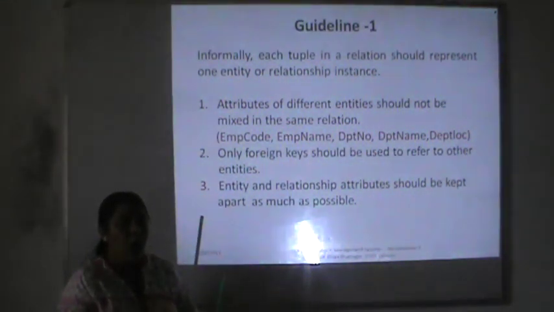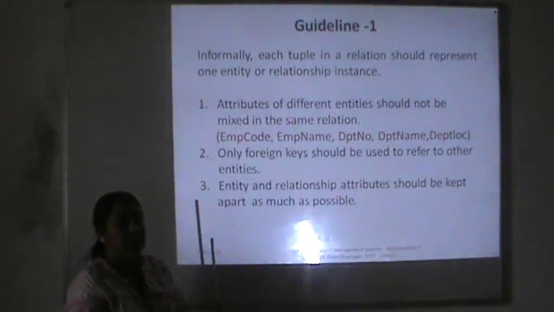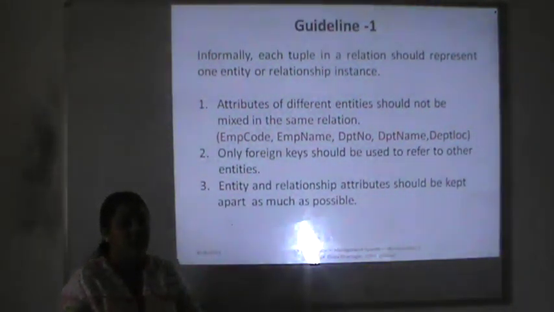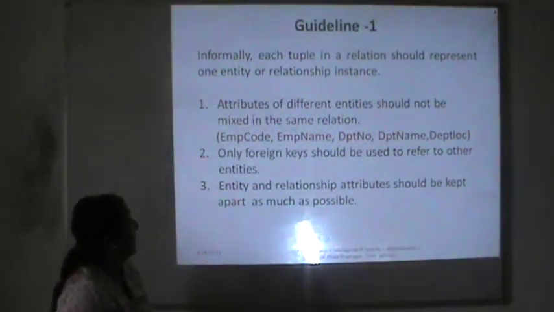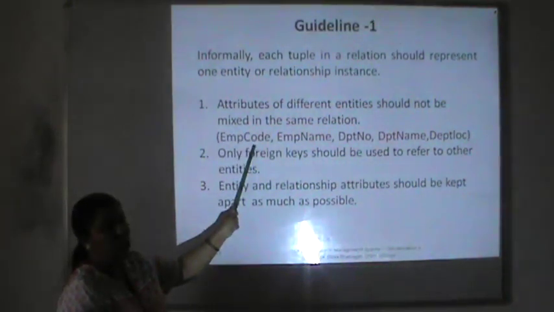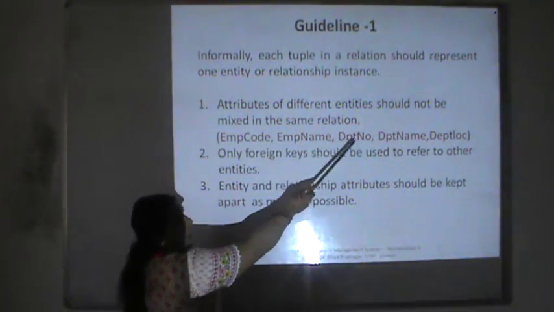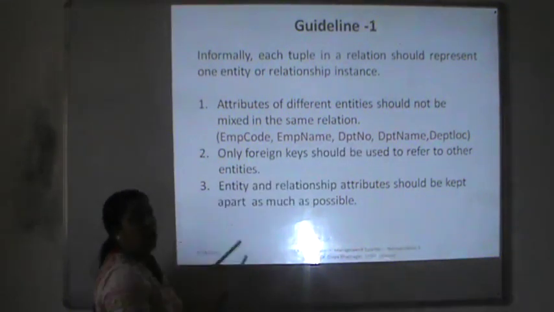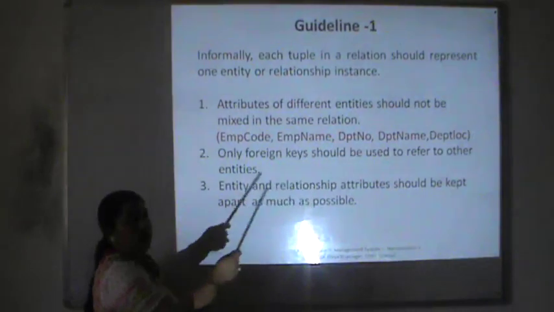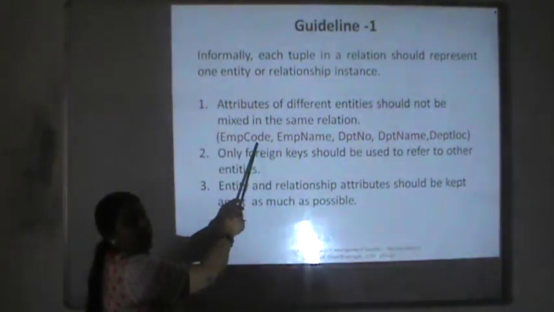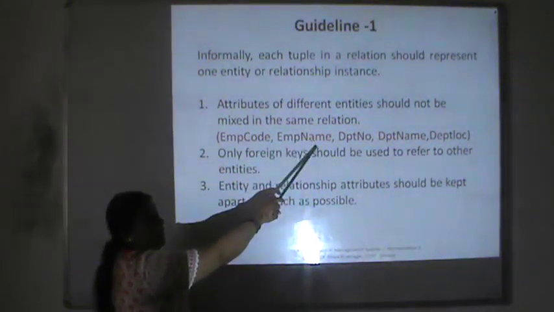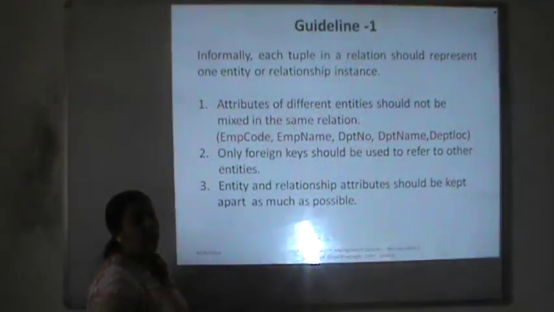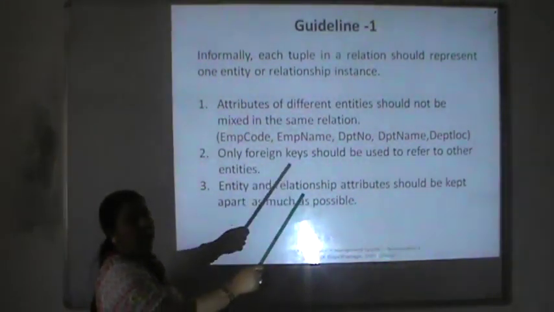If customer is an entity, all the attributes belonging specifically to a customer should be kept in the table customer, and the attributes of account should be defined as the attributes of another relation, account. Now, for example, employee code, employee name, department number, department name, and department location. If this is a relation, where employee code is the code number of an employee, EMP name is the name of the employee, DPTNO is the department number, then department name, and department location.